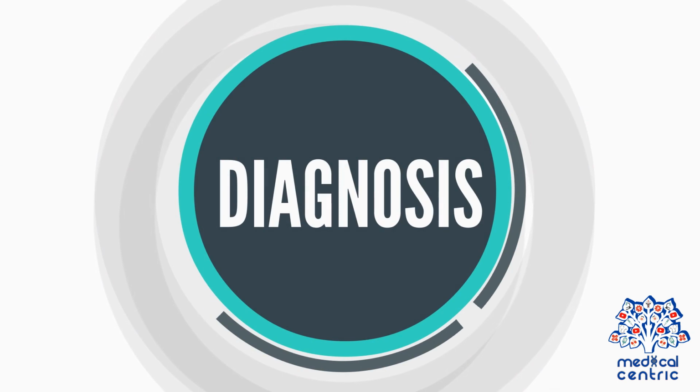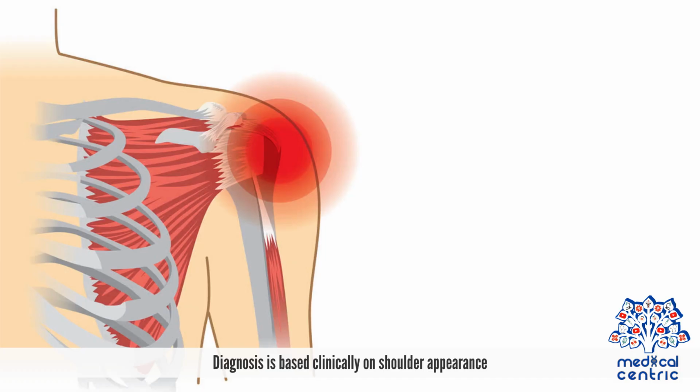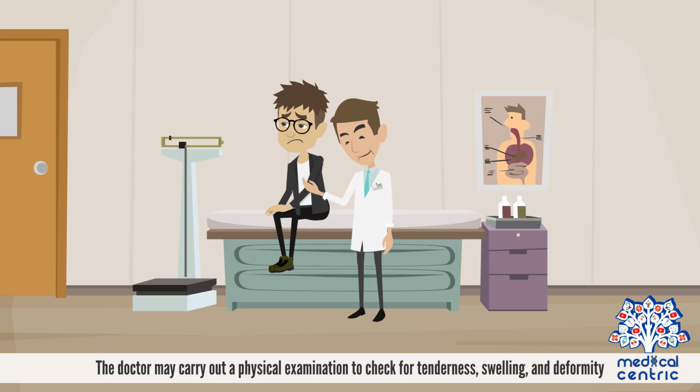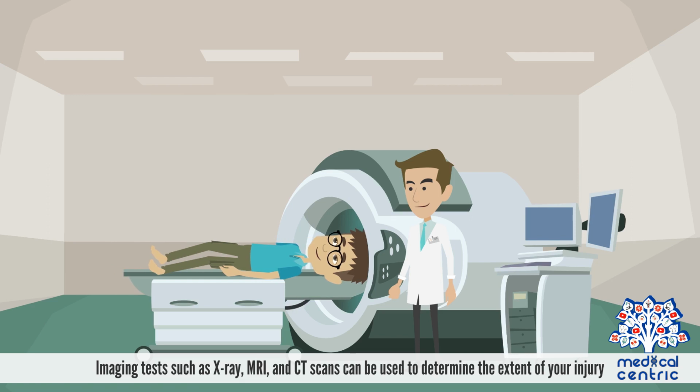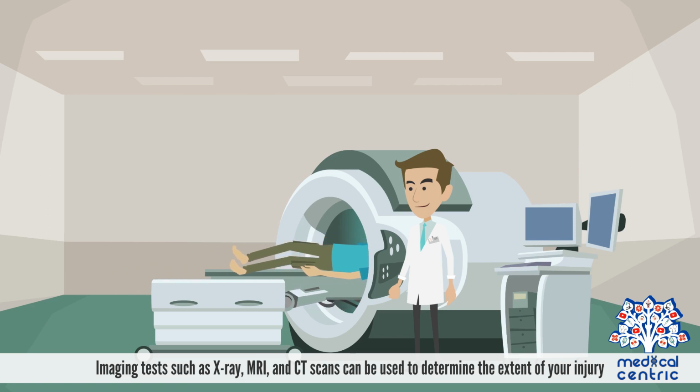Diagnosis and treatment. Diagnosis is based clinically on shoulder appearance. The doctor may carry out a physical examination to check for tenderness, swelling, and deformity. Pulse and sensation are also evaluated because blood vessels and nerves can become damaged when the shoulder becomes dislocated. Imaging tests such as X-ray, MRI, and CT scans can be used to determine the extent of your injury.